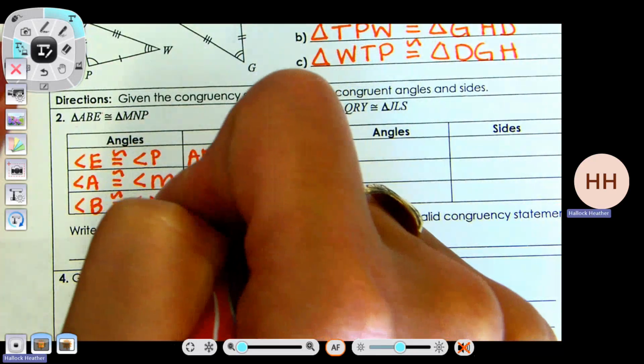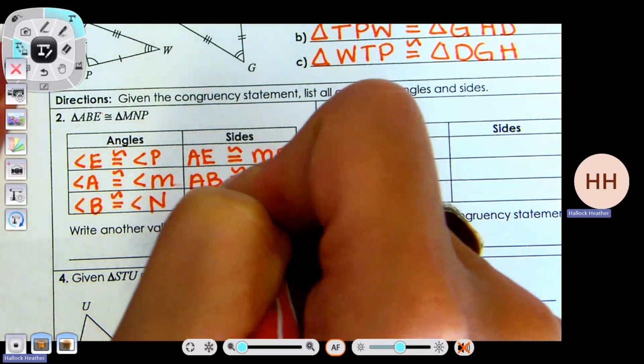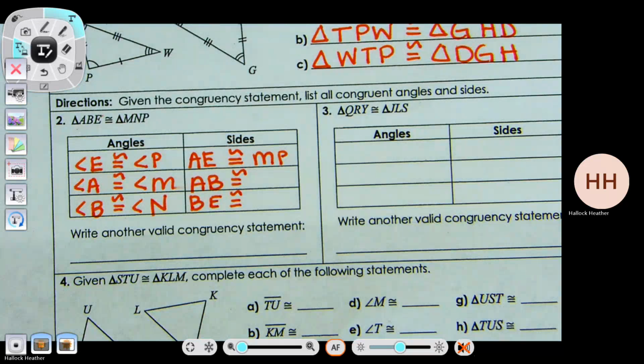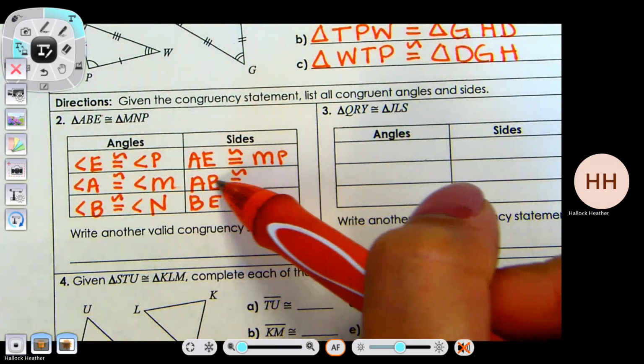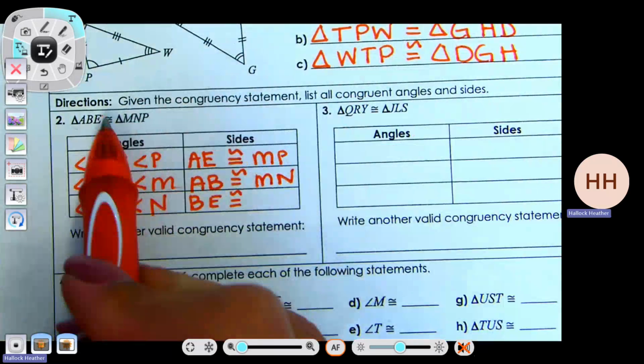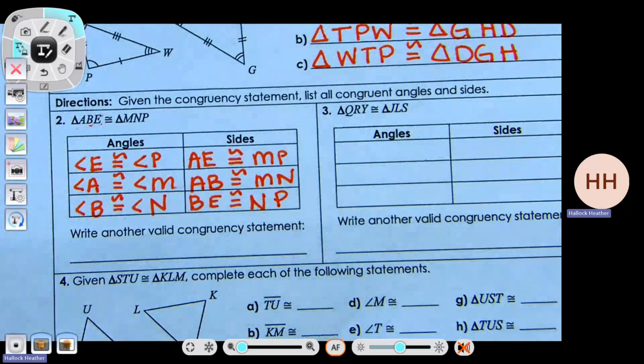So take a second, fill in these last 2, see if you can figure out these last ones. Okay, what's AB match with? MN. And then what does BE match with? NP. So it literally tells you the order. Like if it's in the middle, it matches with the middle. If it's at the first, it's at the first. If it's at the end, it matches with the end.